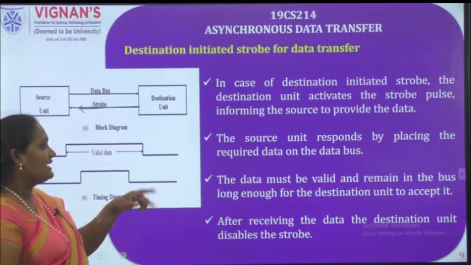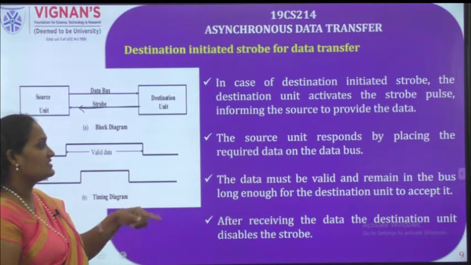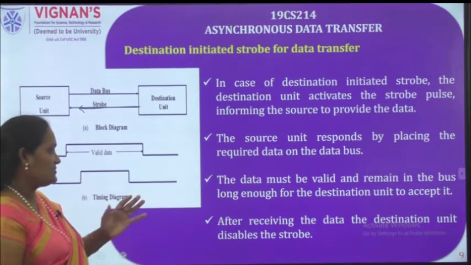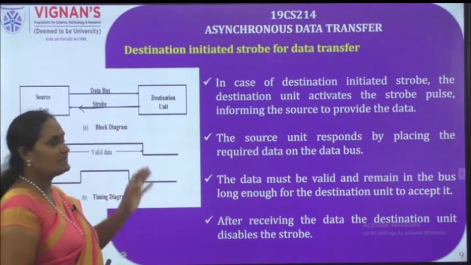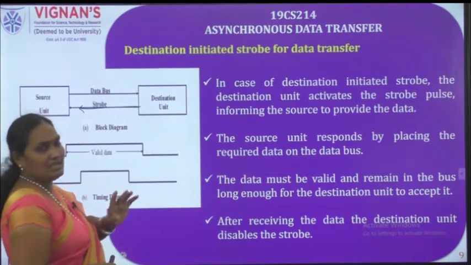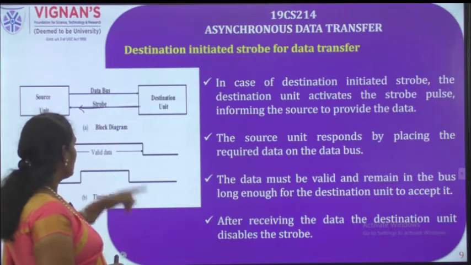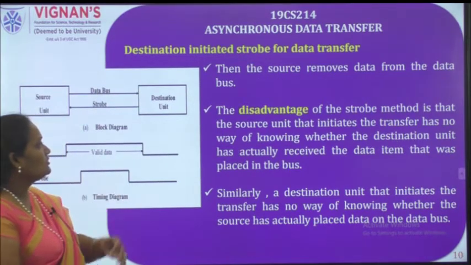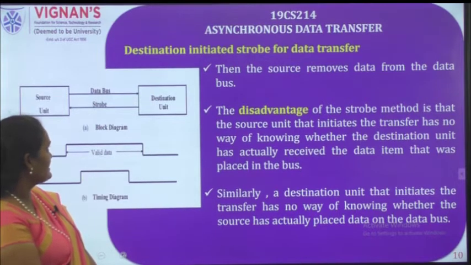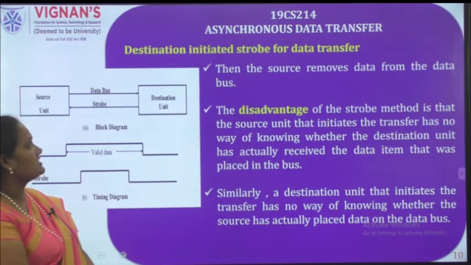The data must be valid and remain in the bus long enough for the destination unit to accept it. So, it becomes active. After receiving the data, the destination unit disables the strobe. So, after receiving the data, it disables the strobe pulse. This is destination initiated strobe for data transfer. Then the source removes the data. So, this is the process in case of destination initiated strobe.